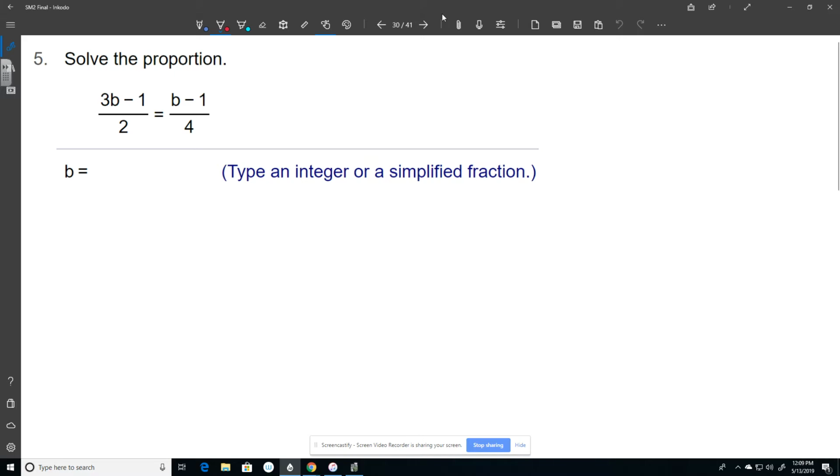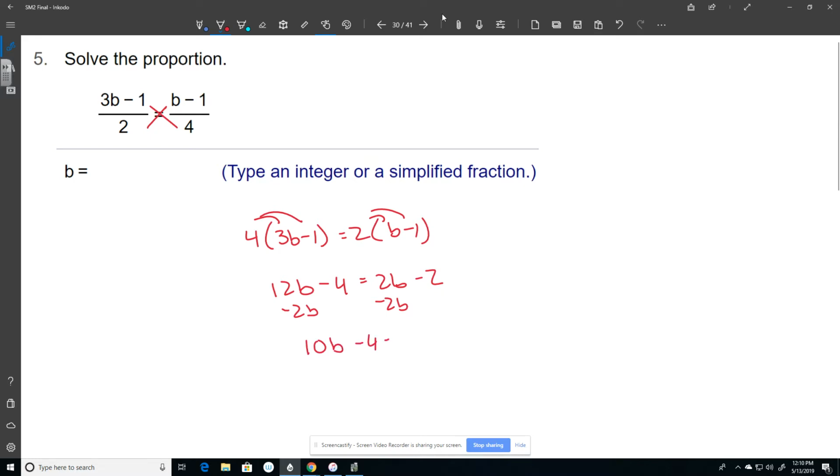Number 5, you're just solving a proportion. So you're just looking for the value of b. You start by cross multiplying. So you get 4 multiplied by 3b minus 1 is equal to 2 multiplied by b minus 1. So then you distribute. 12b minus 4 equals 2b minus 2. Minus 2b from both sides. We're trying to get b by itself. So 10b minus 4 equals negative 2. Add 4. Add 4, you get 10b equals 2.